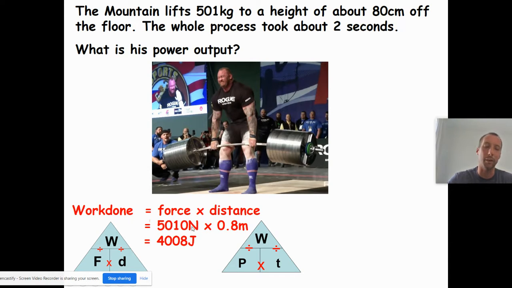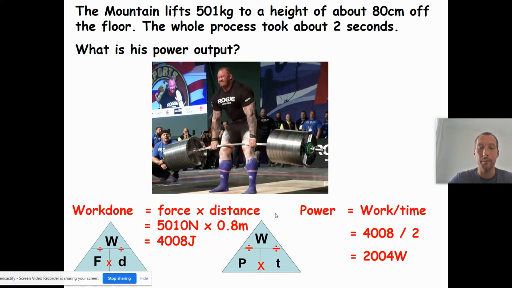Obviously, if I'm being really picky, maybe I'd times it by 9.81, which is the value of the gravitational field strength. But we're going to just round it to 10 for now. So 5,010 newtons is the force he has to apply. He lifts it 80 centimeters, which is 0.8 meters. And so the amount of energy he transfers in that 2-second event is 4,008 joules. So 4,008 joules is the energy he transfers, which is his work done.